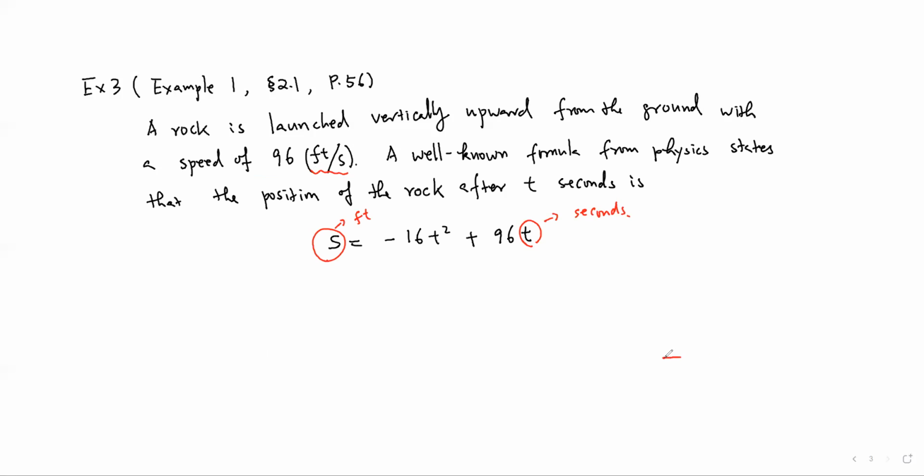Okay, now this is the ground. Right? Some person throws a rock upward. In this example, the upward direction is the positive direction, and the downward direction is the negative direction.